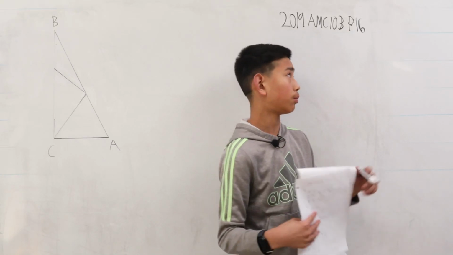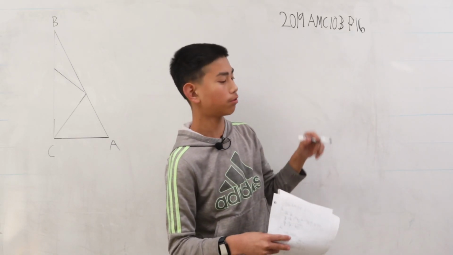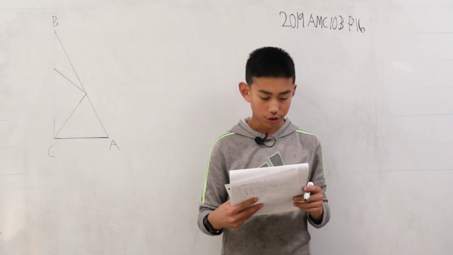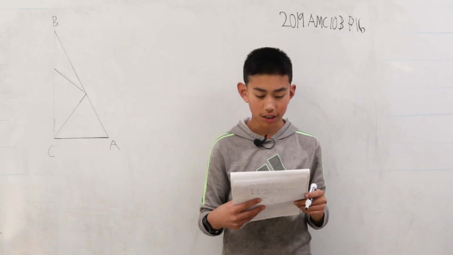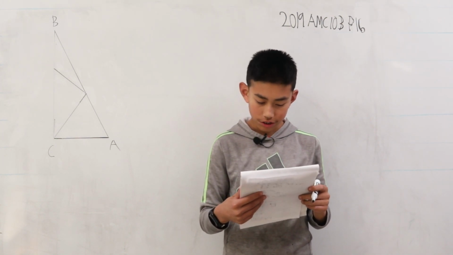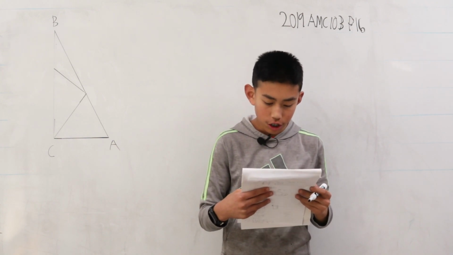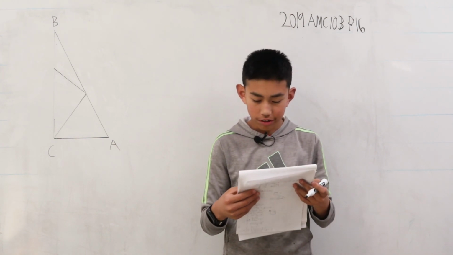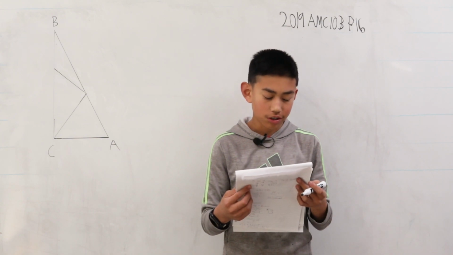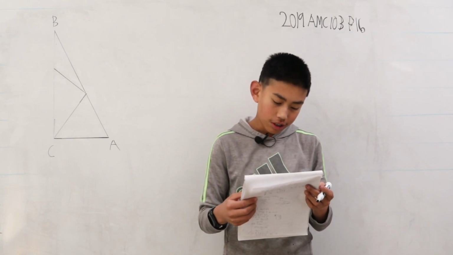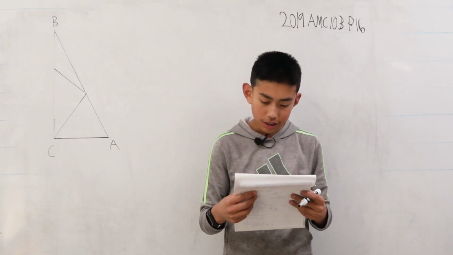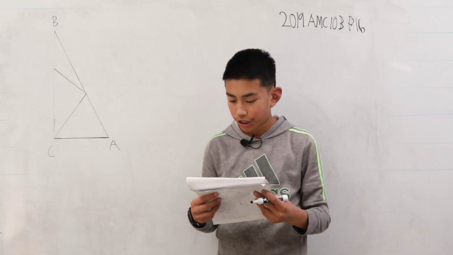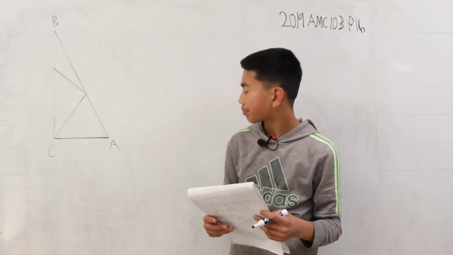We're solving problem 16 from the MC10B from 2019. In triangle ABC with the right angle at C, point D lies in the interior of AB and point E lies in the interior of BC, so that AC is CD, DE is EB, and the ratio AC to DE is 4:3. What is the ratio AD to DB?